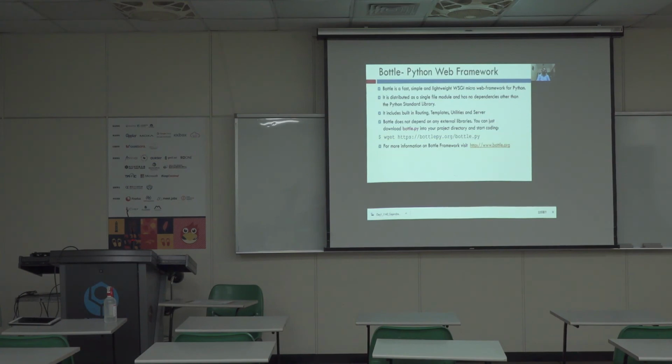The next is Bottle, the Python web framework. It is a fast, simple and lightweight micro web framework for Python. It is distributed as a single file module and has no dependencies other than the Python standard library. So this is very, very important. You just need to download the file and start using its modules. So no need to install or configure. It includes the important features of any web framework, that is routing, templates, utilities and server. And it does not depend on any external libraries since it was built on the Python standard library.